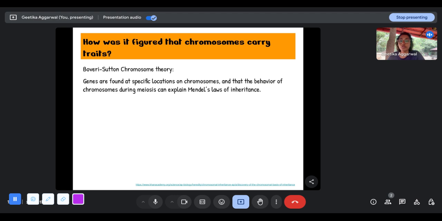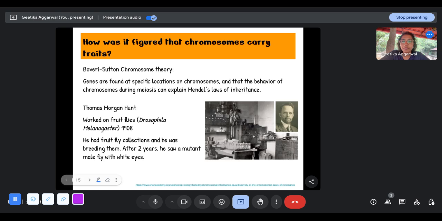They knew about the presence of chromosomes. They had been looking at how mitosis and meiosis are happening. So they said that these genes that Mendel is talking about are present on specific locations on these chromosomes only. And the behavior of chromosomes during meiosis can explain Mendel's laws of inheritance. But they had not actually proven this theory of their own. They came up with this chromosome theory, but they had not proven anything.